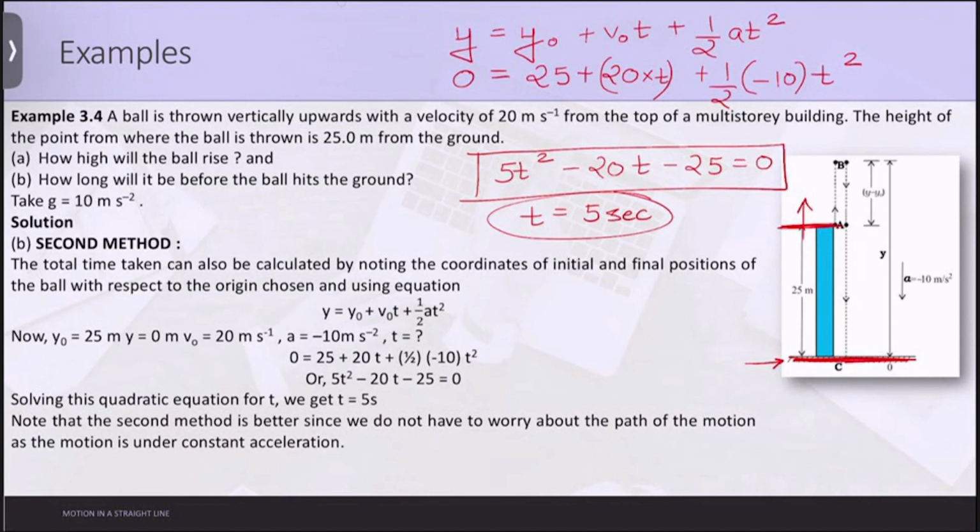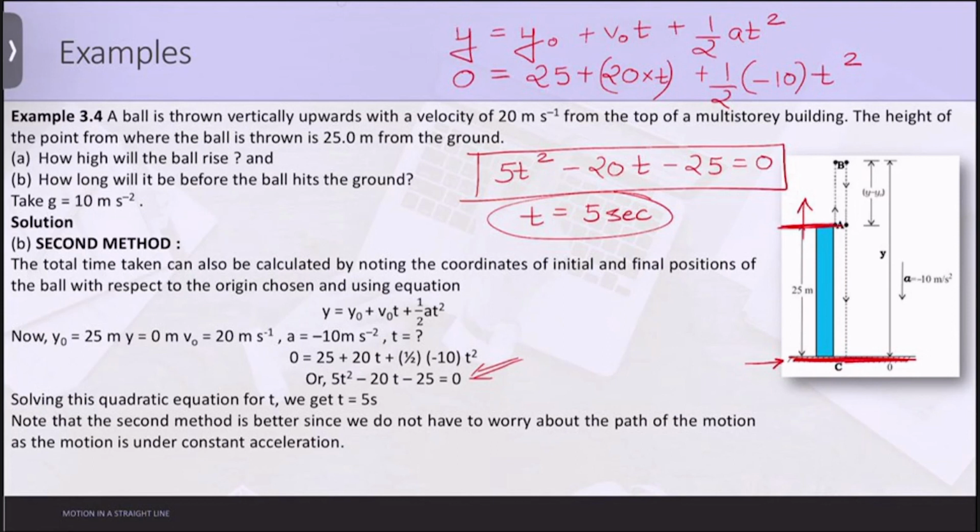as 5 seconds. Okay, so if you understand the sign conventions clearly, if you understand the displacement concepts, the velocity concepts, where to apply it, what is the final value required, what is the initial value required, this question can be solved directly in 10 seconds. Okay, as far as you can understand, if you can just do this quadratic equation solution. For solving this quadratic equation for t, we get t is equal to 5 seconds.